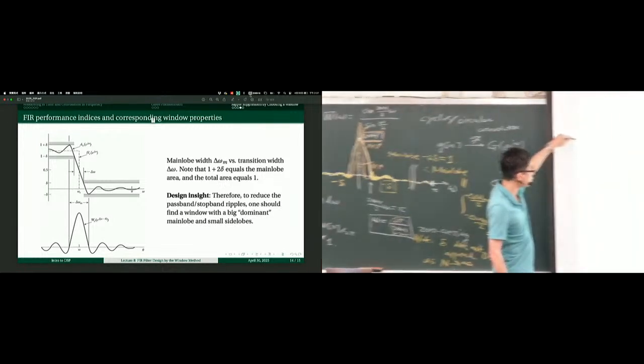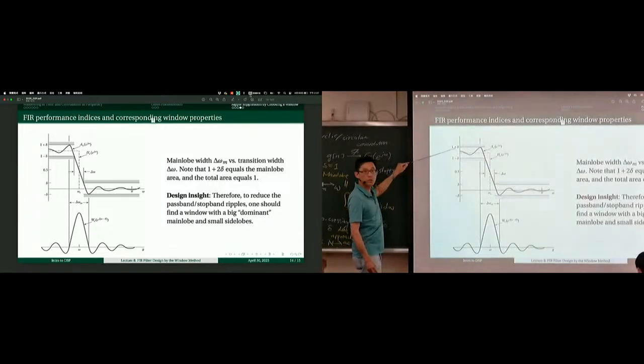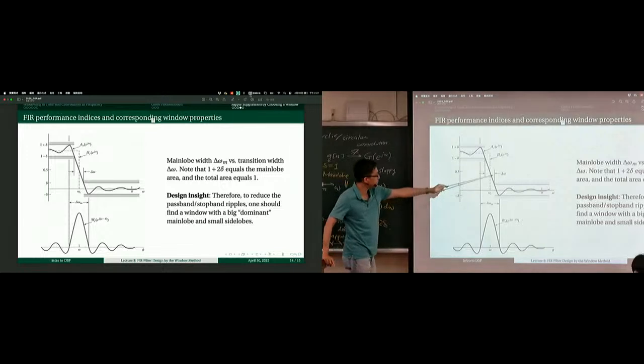Delta does not approach 0 as we increase n and include more and more samples in our design. That does not help reducing delta, and that's an important concept. This is an example of the Gibbs phenomenon. But nonetheless, how about the transition width?